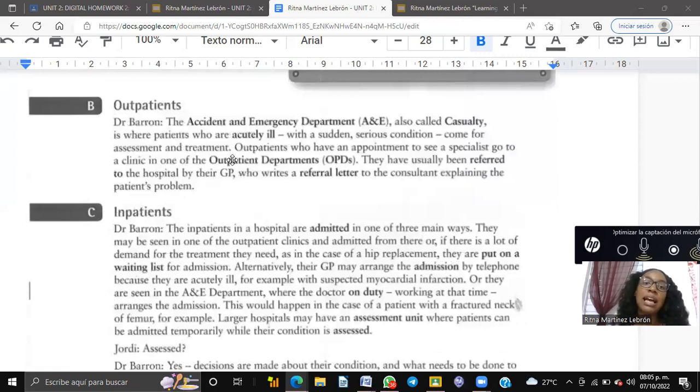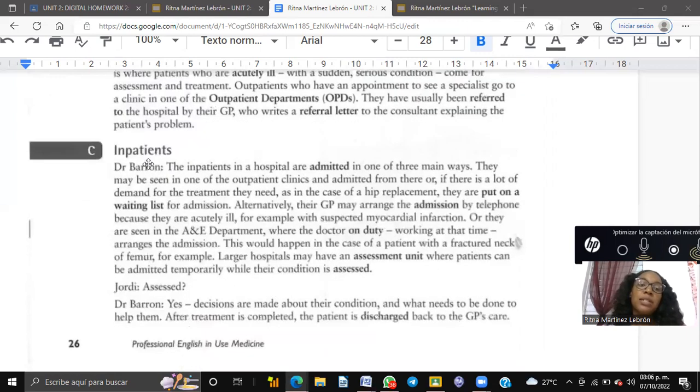Outpatients, Dr. Baron: The accident and emergency department, A&E, also called casualty, is where patients who have a sudden serious condition come for assessment and treatment. Patients who have an appointment to see a specialist go to a clinic in one of the outpatient departments, OPDs. They have usually been referred to the hospital by their GP, who writes a referral letter to the consultant explaining the patient's problem.